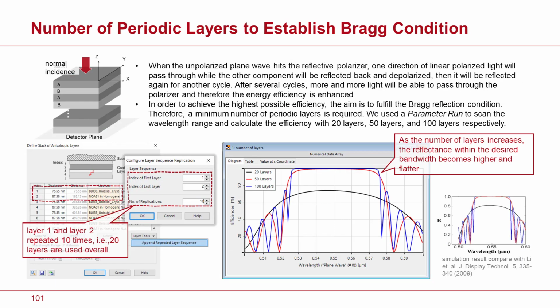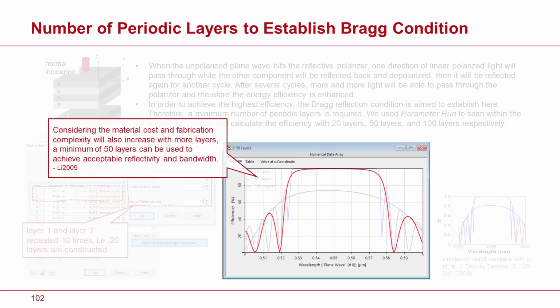And it is clearly visible here how with 20 layers, the Bragg reflection condition is not fulfilled yet. We don't even reach 80% efficiency. And then we can see in addition the results for 50 layers and 100 layers. According to the conclusions of the paper, taking into consideration also fabrication constraints, the 50 layer situation would be enough here.